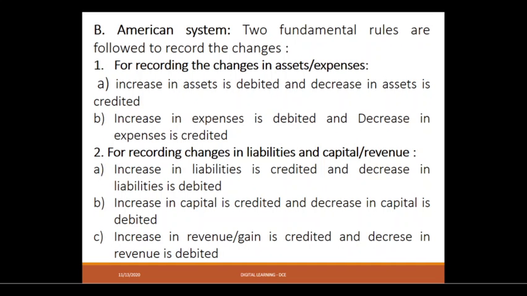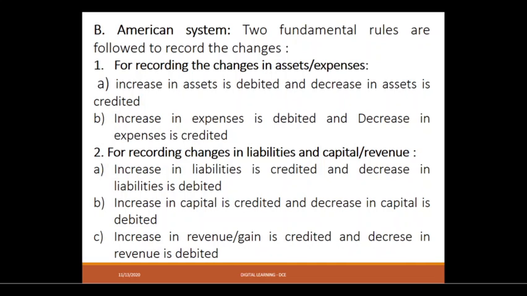Under the American system, two fundamental rules are followed to record the changes. Number one, for recording the changes in assets or expenses, that is, increase in assets is debited and decrease in assets is credited. Next, increase in expenses is debited and decrease in expenses is credited.